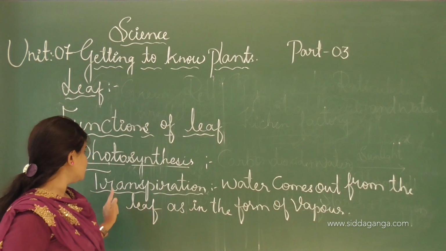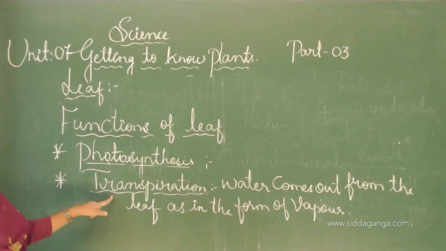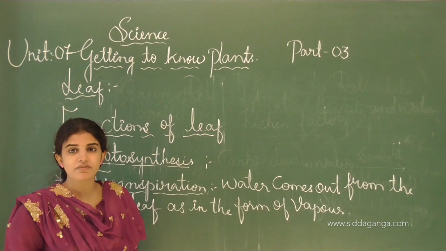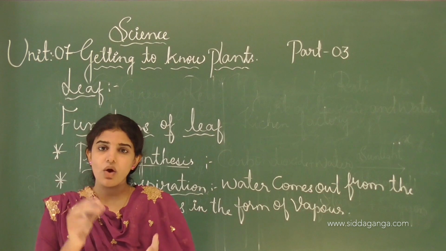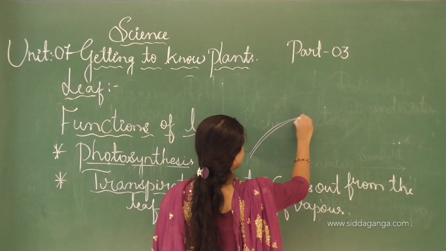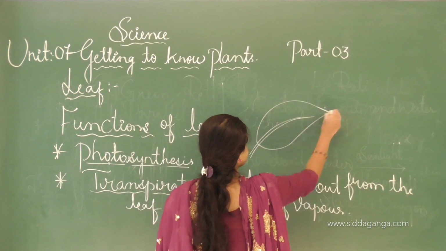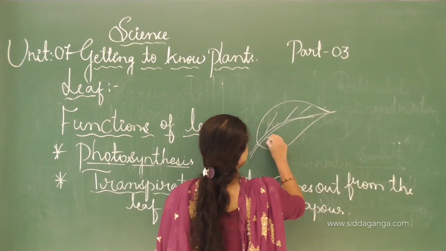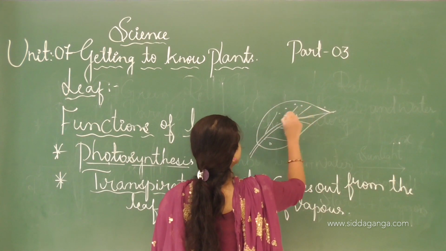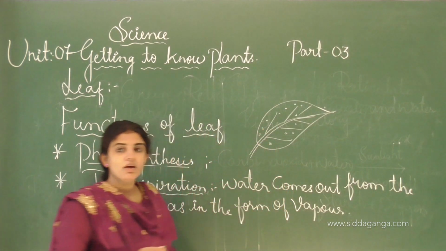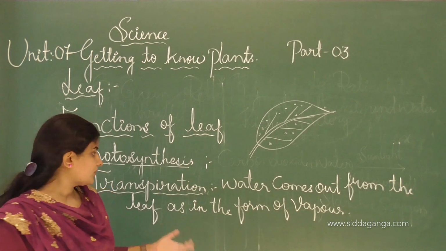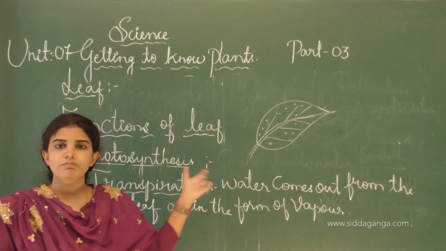And see, this is one of the functions of the leaf. As I told you, water comes out from the leaf in the form of a vapor. See how it comes from the leaf. Consider, this is the leaf. In the leaf there are small pores, and these pores are responsible for exchanging the gases, and also the water vapor comes out from these pores.